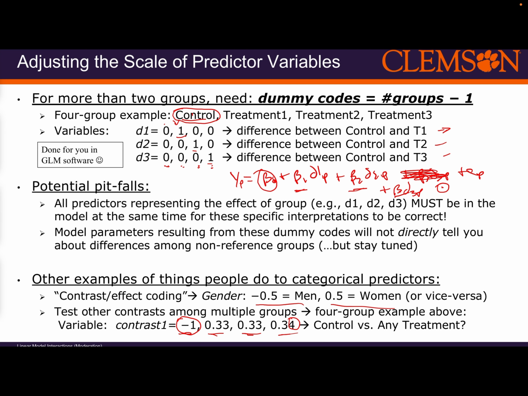Rounding in the wrong direction, I should add. Anyway, these three proportions effectively weight the means of each of the other treatments. And so the result of this contrast would be the difference between the control group and the average treatment effect across all treatments, treating them roughly equal.